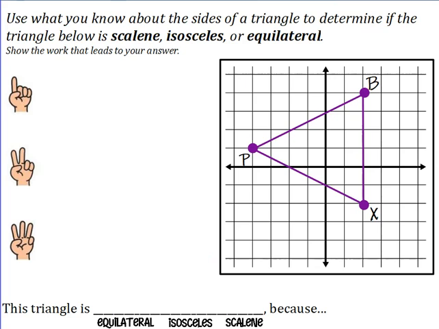Let's look at the first example. The directions say, use what you know about the sides of a triangle to determine if this triangle below is scalene, isosceles, or equilateral. And we have to show the work that leads to my answer. Well, it makes sense because I do have three sides, so I'll have to do the Pythagorean theorem maybe up to 3 times. And then I'll be able to tell you if the triangle is equilateral, isosceles, or scalene, and why. So first, let's look at this triangle.